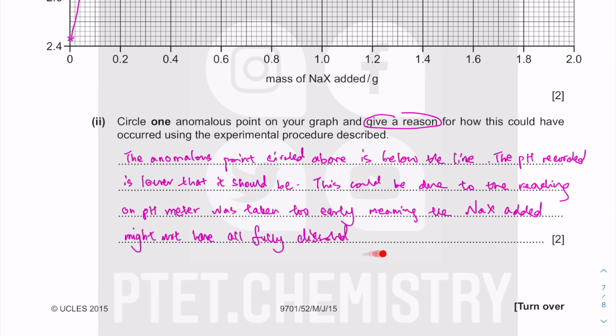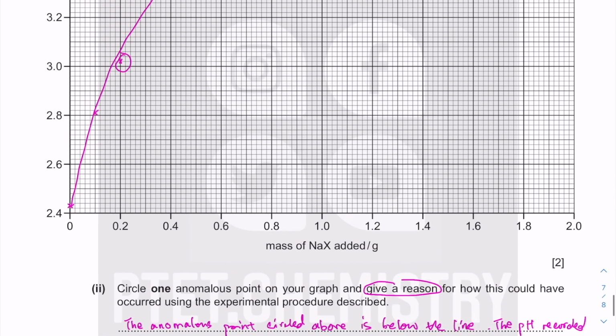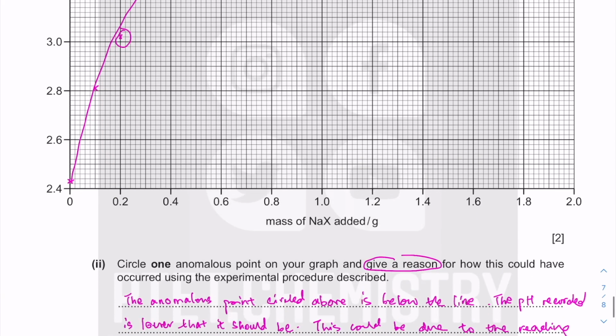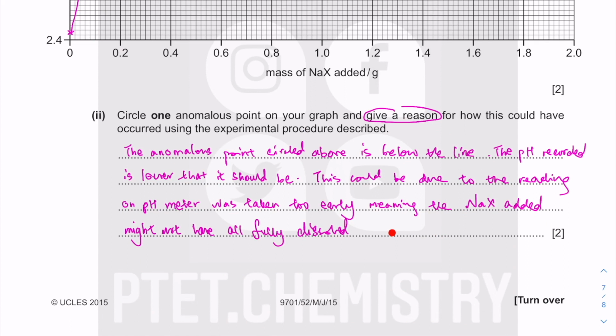All right, either that, or you can say that actually, because the pH is lower than what it should be, maybe you did not add 0.2 gram of NaX. Maybe you actually added less than 0.2 gram. Okay, so that could be one of the reasons for why the point is below the line as well.